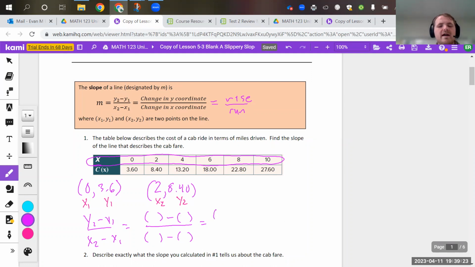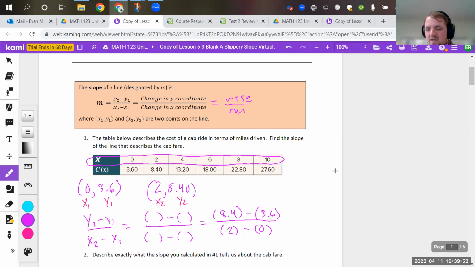So I've got 8.4 minus 3.6. And again, you could have done 3.6 minus 8.4. Could have done any of these other points as well. I just picked the two smallest ones, so the math wasn't as bad. And then you've got 2 minus 0. So again, all those parentheses probably feel unnecessary, and they are. But when you have negatives, it'll be, in my opinion, easier to deal with from there.